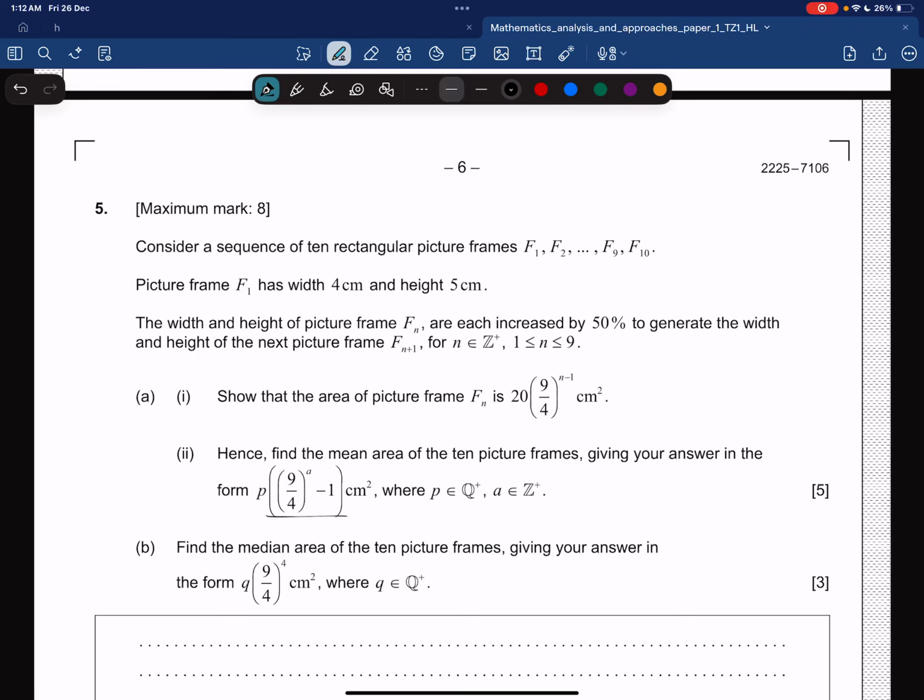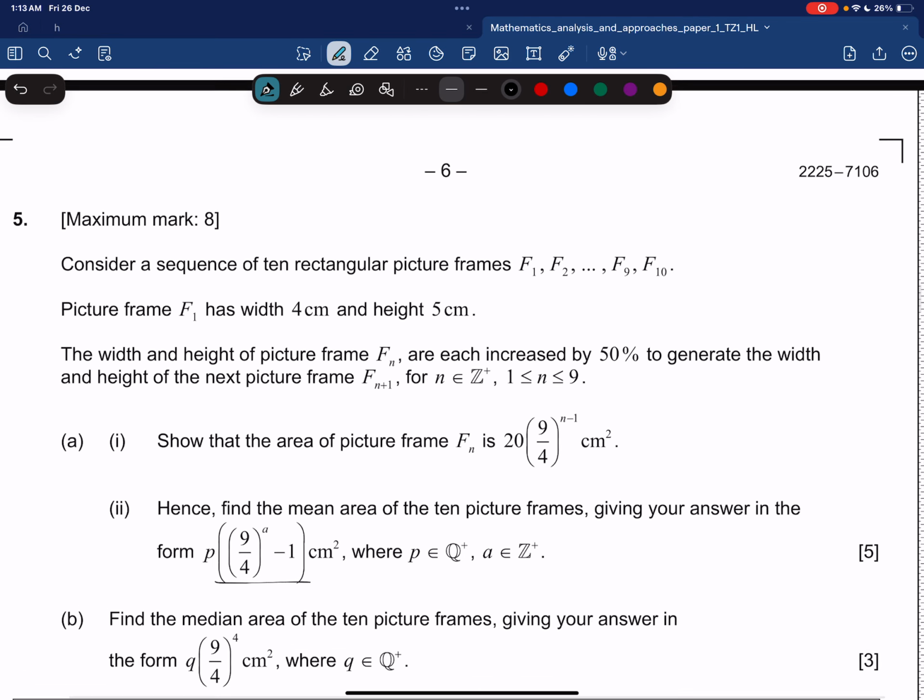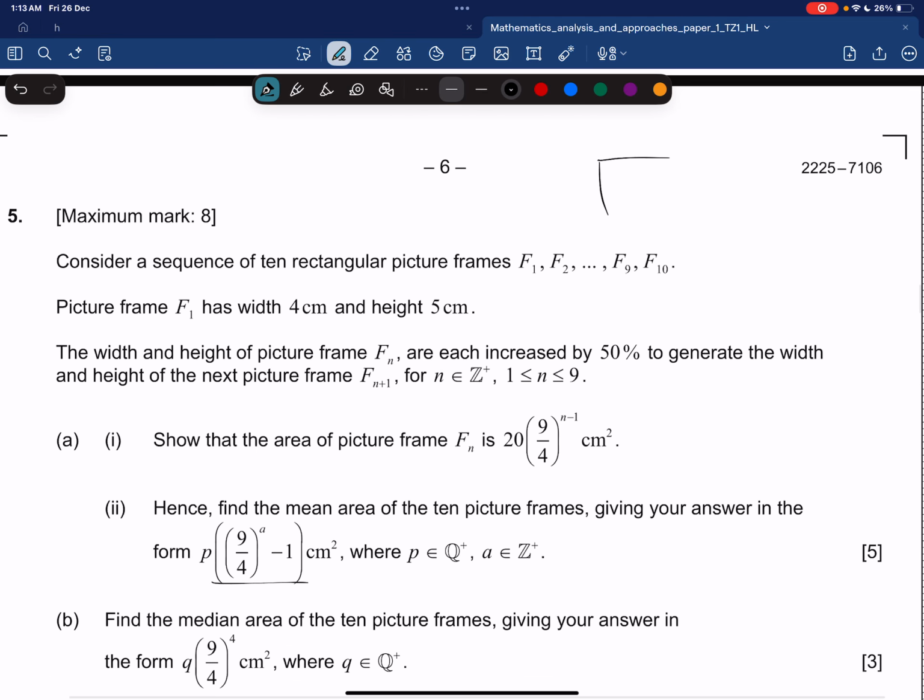This is question 5 of May 2025, Time Zone 1, Paper 1. So here we have what seems to be a geometric series problem, should I say. It asks us to consider a sequence of 10 rectangular picture frames, F1 to F10, where frame 1 has width 4 and height 5. So maybe a quick sketch would help. 4, 5.